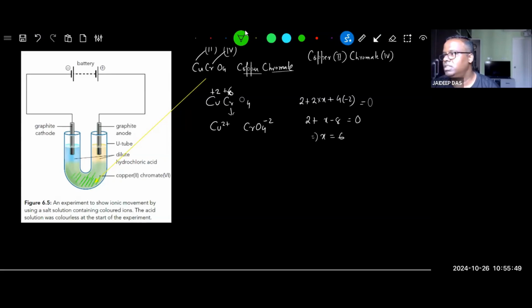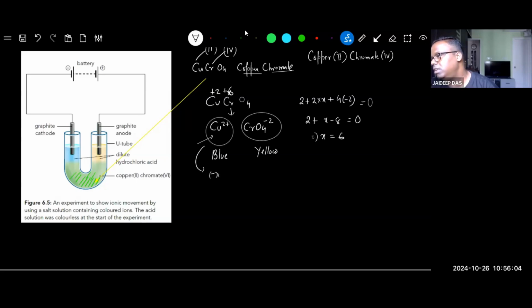Now when you pass electricity, it will split up into two forms of ions, copper and chromate. Copper is always blue in color, and this one is yellow in color. Now look at copper. This is a positive ion, so this should go to the negative electrode. Negative means it is an electrolytic cell, so it should go to the cathode. Now look, where is copper going? Copper is slowly traveling as blue towards the cathode. You can see this in your lab. And chromate is yellow. Negative should go to positive. This is going towards positive, look.